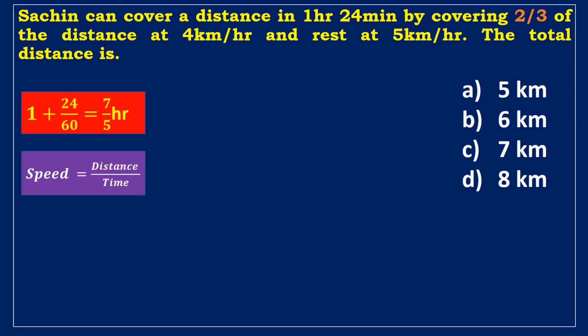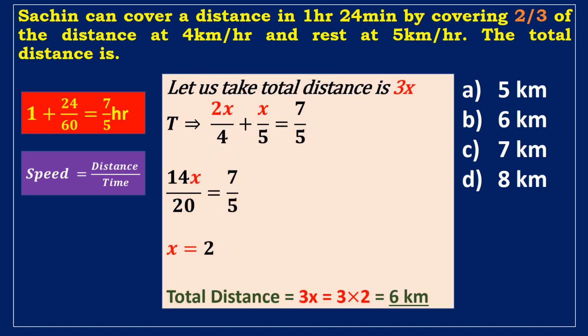Example 1. Sachin can cover a distance in 1 hour 24 minutes by covering 2/3 of the distance at 4 km per hour and the rest at 5 km per hour. The total distance: let 3x be the total distance that Sachin needs to cover. Then, he covers 2x of the distance at 4 km per hour and 1x of the distance at 5 km per hour. The time taken to cover the distance is 1 hour 24 minutes, or 7 by 5 hours.